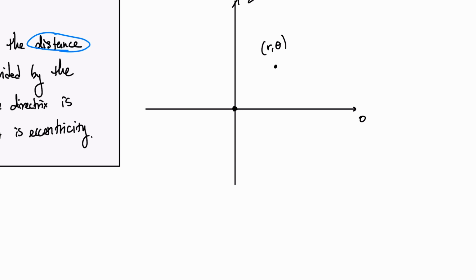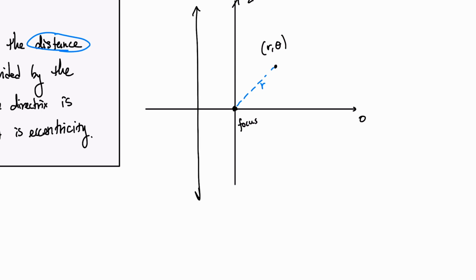We don't consider rotations yet, because for rotations, we can just rotate the theta a little bit. So now, I think it's the easiest for us to put the focus at the origin so that we don't have to worry about that distance part as much. So the distance from the point to the focus is just r. That's very easy.